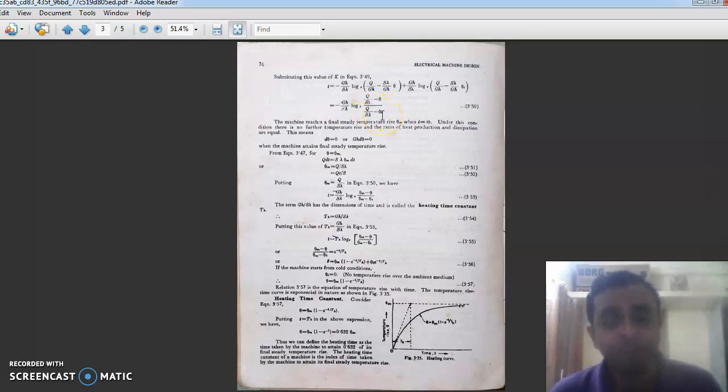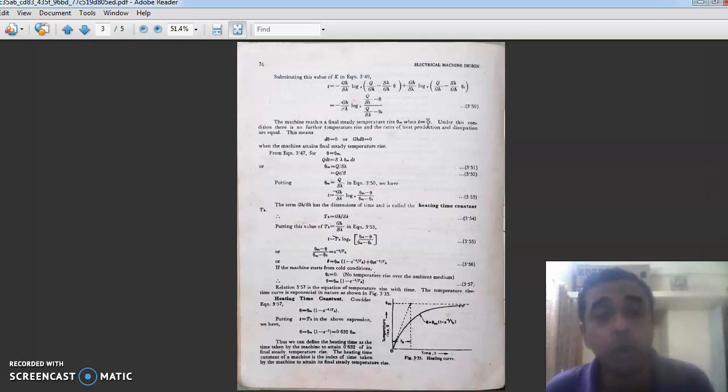Next we apply the next boundary condition. Initially we applied it for t equal to 0. Now the machine reaches a final steady state temperature rise theta m when t tends to infinity. So when t tends to infinity, the machine will settle down to a final steady temperature rise theta m. Under this condition there is no temperature rise. And why is there no temperature rise? If it has settled down to one temperature, we can tell that there is no temperature rise.